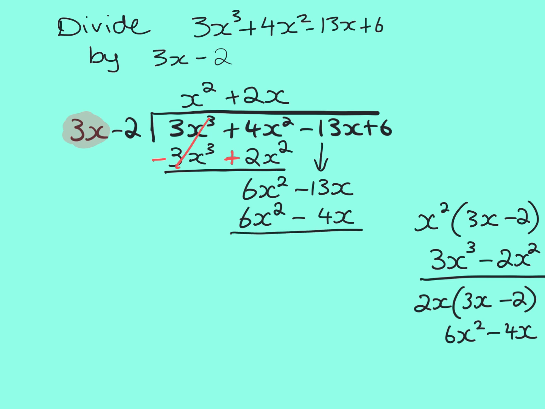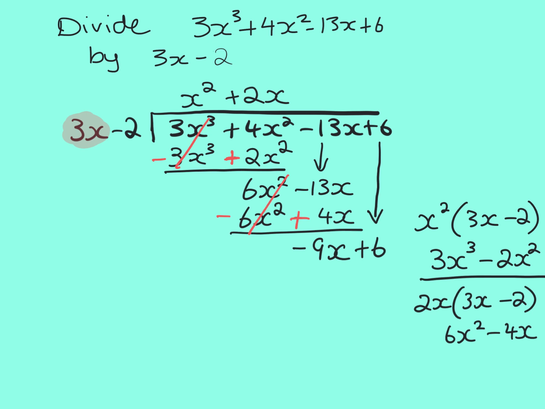Line underneath, change your signs. So I have 6x squared minus 6x squared, cancel. And then I have minus 13x plus 4x, and that's going to give me minus 9x. Bring down my final term.